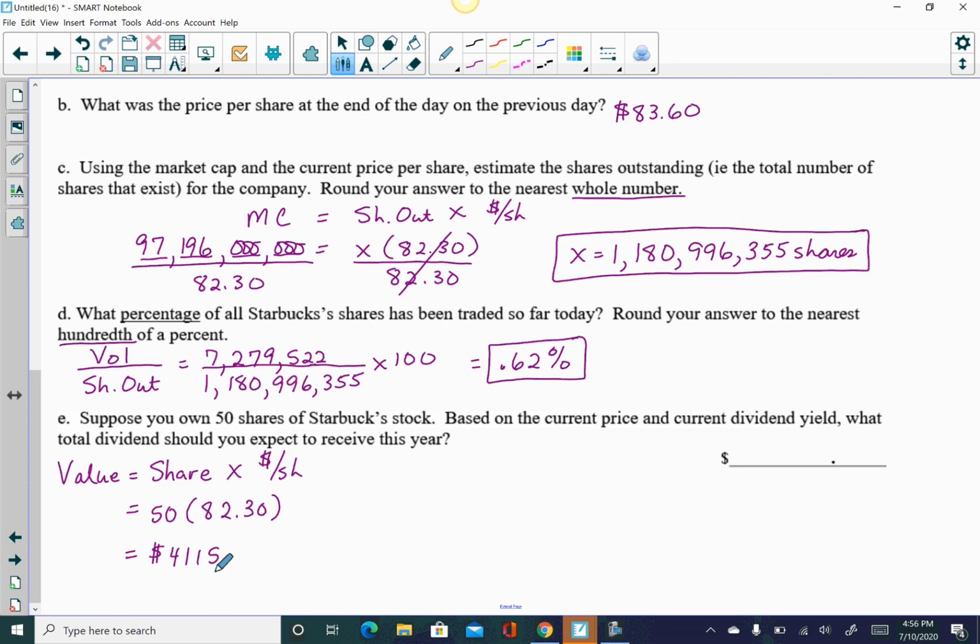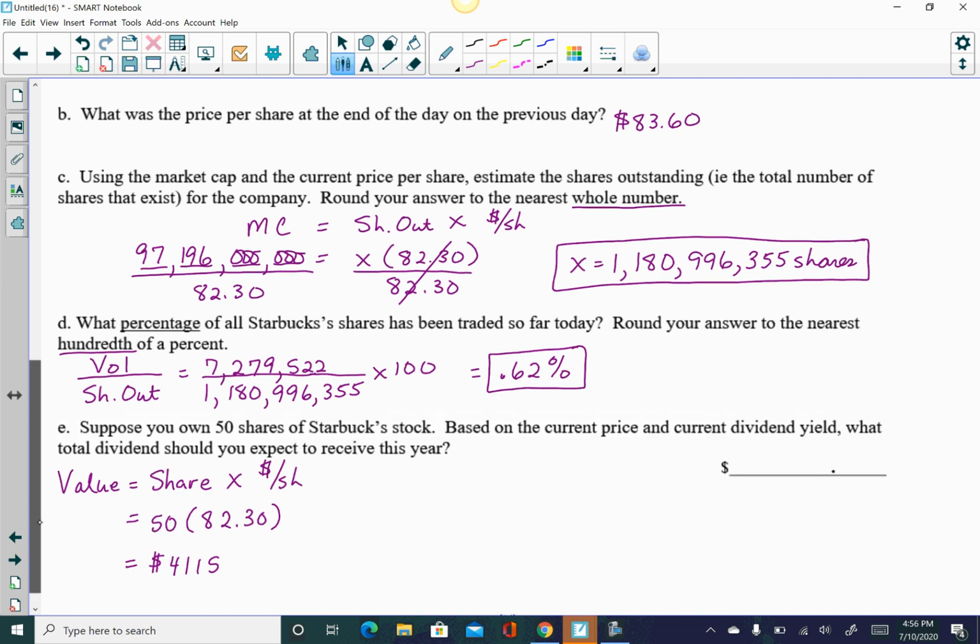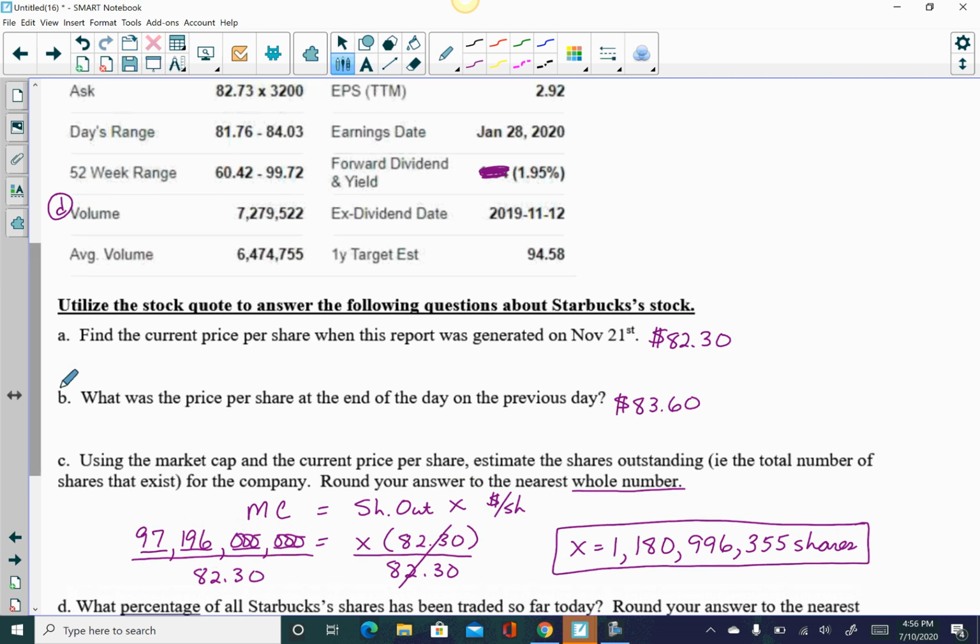Okay, but we're saying, okay, we're not going to cash it in. We want to get the dividends off of this. So your dividend yield is back up here at the top. It's called a forward dividend and yield. So there's your E right there. The forward dividend is that first number. The yield is in parentheses. So we just want to focus on that percentage there in parentheses. So part E, we're looking at this.